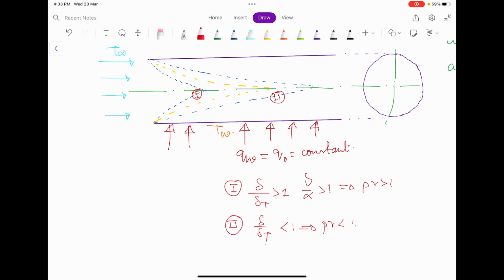So I have seen many students just mugging up that for Prandtl number greater than 1, the hydrodynamic boundary layer will develop faster, and for Prandtl number less than 1, the hydrodynamic boundary layer will develop slower. But you don't need to mug up these things, right? If anyone in the interview asks this, then just draw the thing and you can know for which case the Prandtl number is greater than 1 and less than 1. You can answer this just by seeing the drawing, okay.